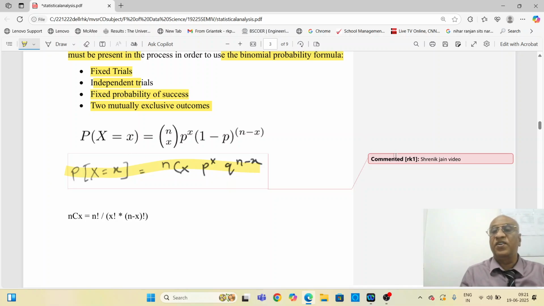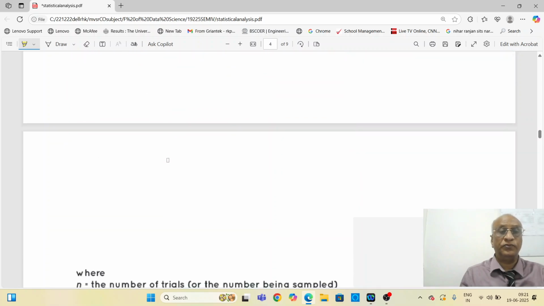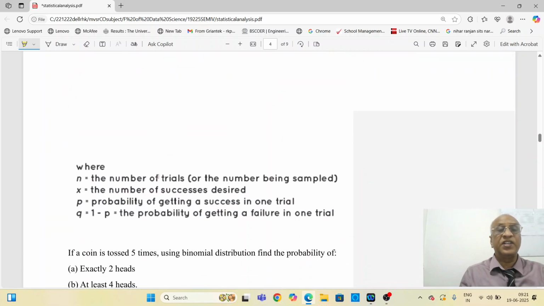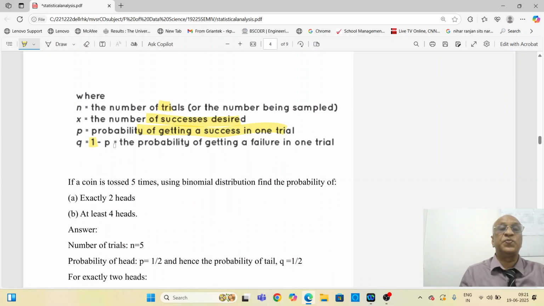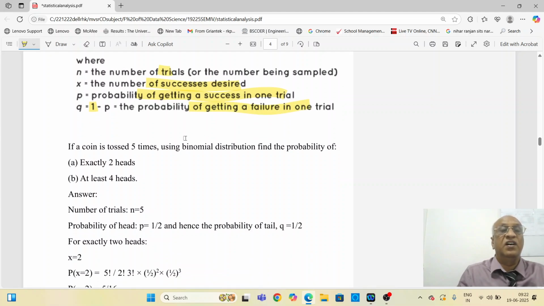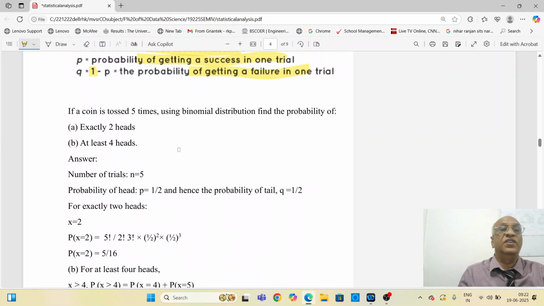This formula I derived from Srinik Jain's YouTube video, where n is the number of trials, x is the number of successes desired, p is the probability of getting a success in one trial, and q is equal to 1 minus p, the probability of getting a failure in one trial. Okay, so let us take two numericals to connect with this.